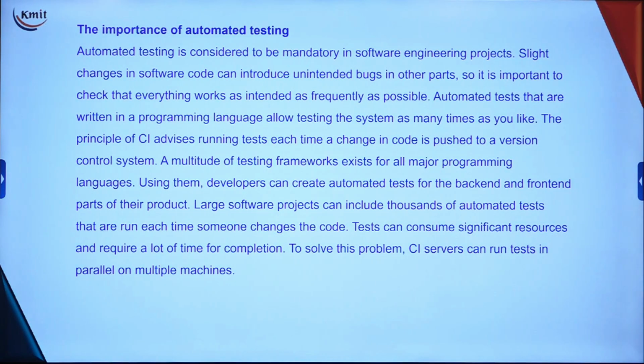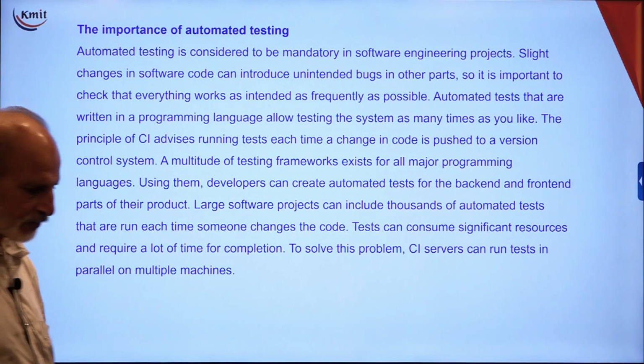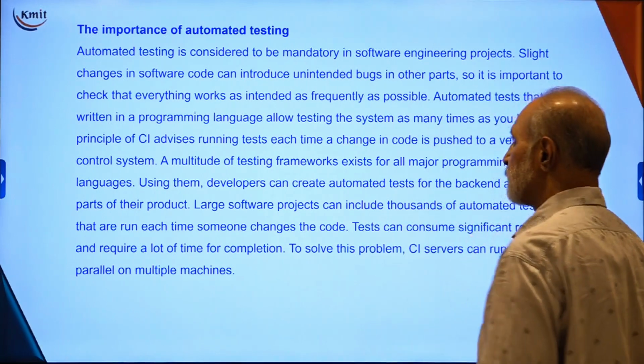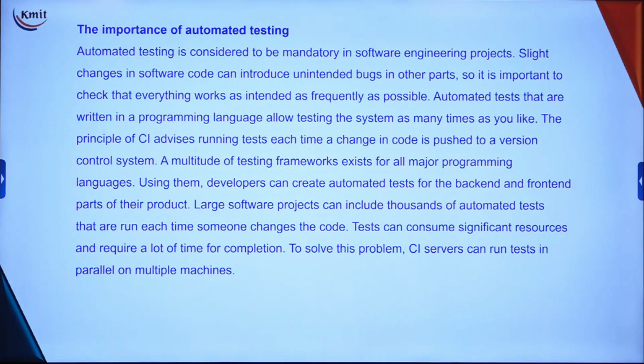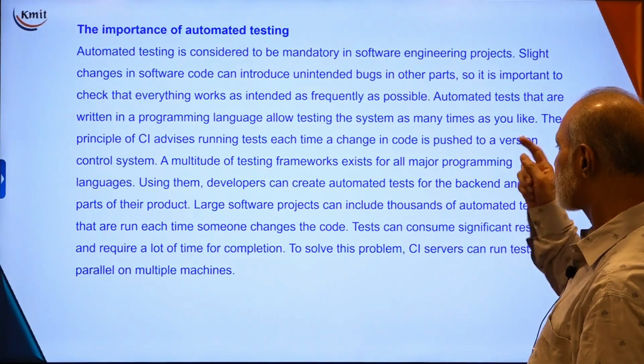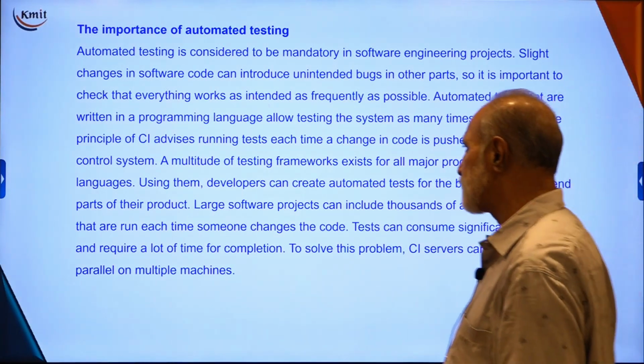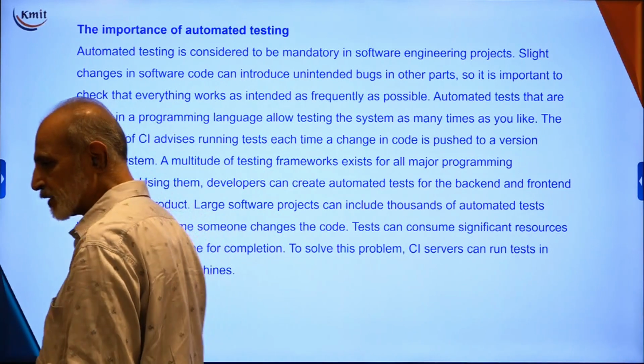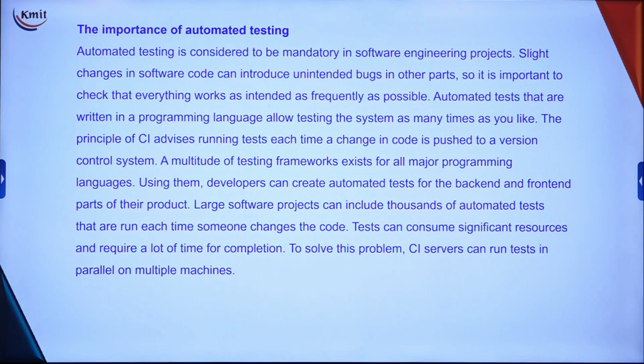Okay, then we have a very important concept called automating data tools, or what we call the importance of automated testing. Most of the software being developed undergoes a rigorous testing process. So when they go through a rigorous testing process, we go for automated testing, as it is mandatory in a software engineering project. Slight changes in the code can introduce unexpected bugs in other parts of my code. So this is a bigger problem. A small code change can introduce a bigger problem in other parts of the solution. So it is important to check that everything works as intended and as frequently as possible.